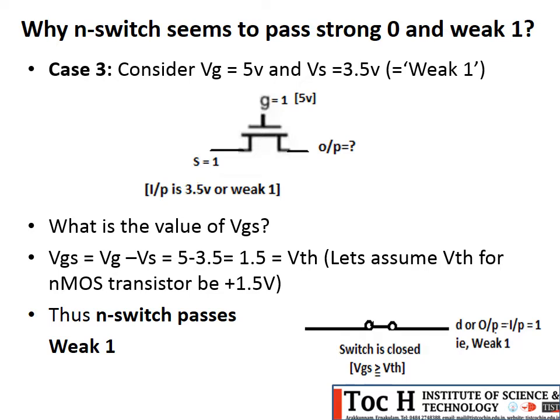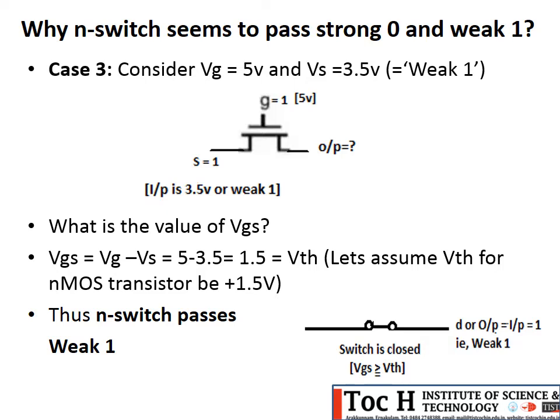From these discussions you will think, what will be the case for a weak 0? We can imagine, for weak 0, the same situation: Vg equal to 5 volt, and instead of Vs you can consider any weak 0 voltage, let's assume 1.5 volt. So 5 minus 1.5 volt is actually 3.5 volt. 3.5 volt is greater than VTH, and in that case also the switch will get closed.